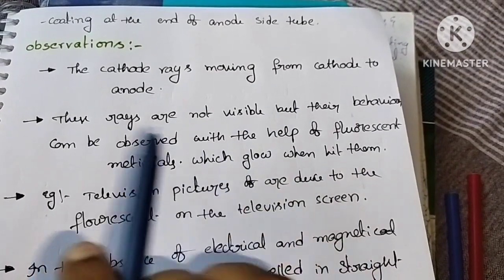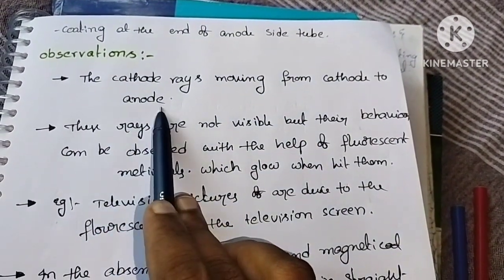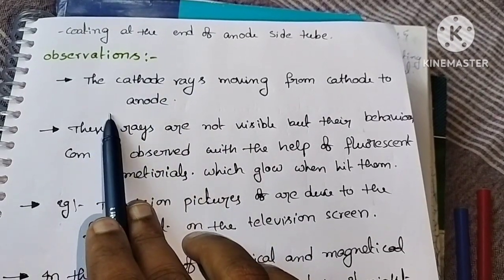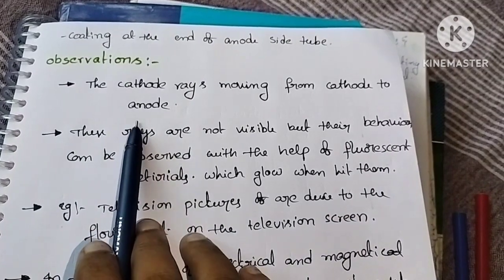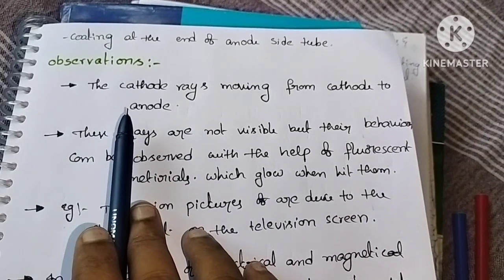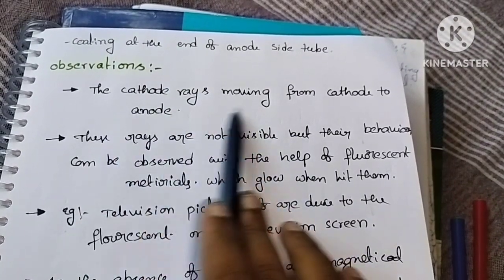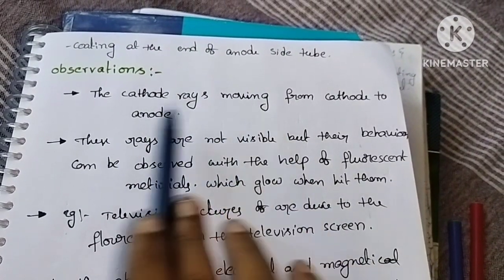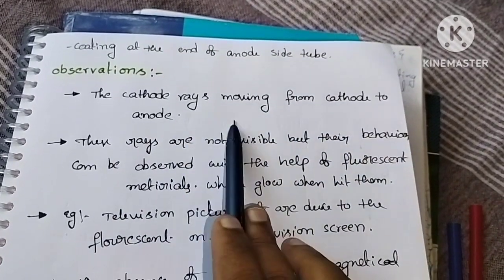So coming to the observations, the cathode rays move from cathode to anode. That means when sufficiently high voltage is applied through the electrodes, the current passes from cathode to anode in the form of particles. Those are called cathode rays.